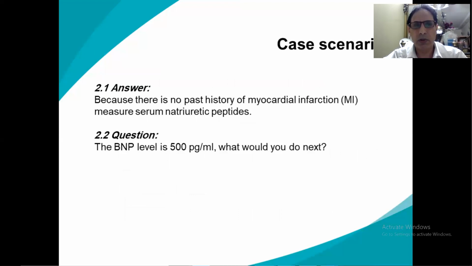The answer: serum natriuretic peptide is the choice to determine whether the case is diagnosed as heart failure. So the BNP level in this case is around 500 picograms per ml. Don't forget to send all investigations like the cardiac marker troponin in addition to BNP. And also don't forget to send lipid profile, thyroid function, and complete blood picture, because all these investigations are important, in addition to renal function and liver function.